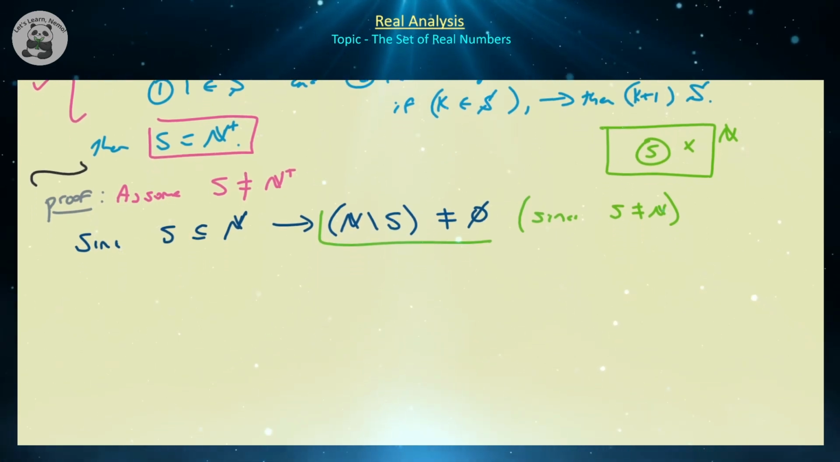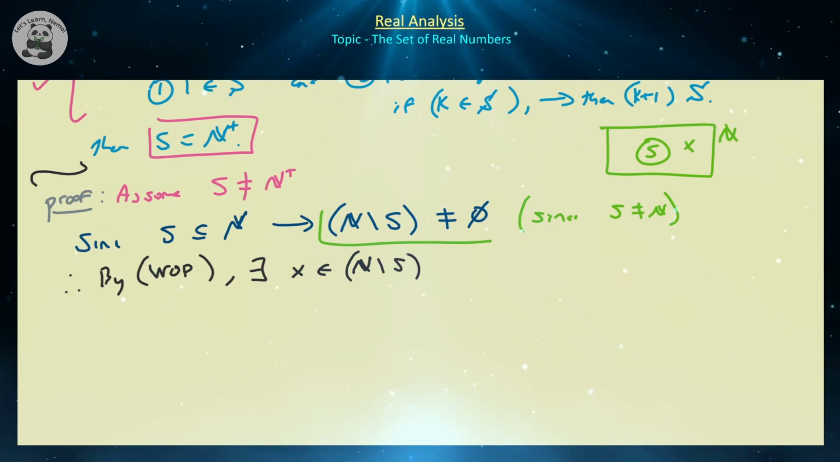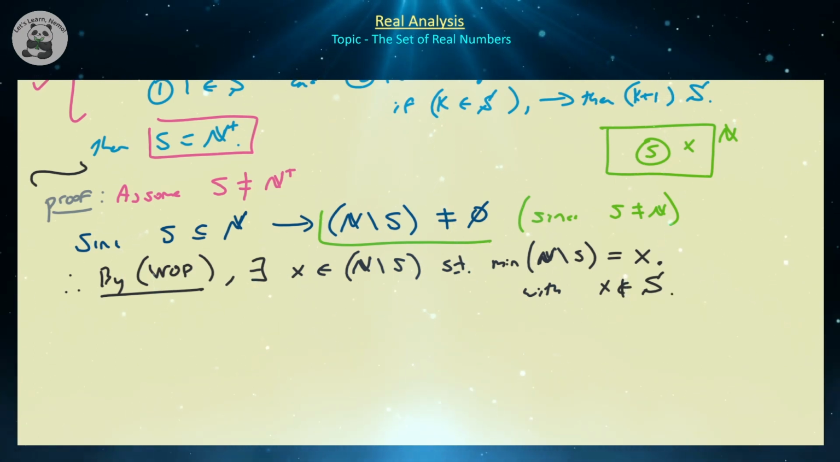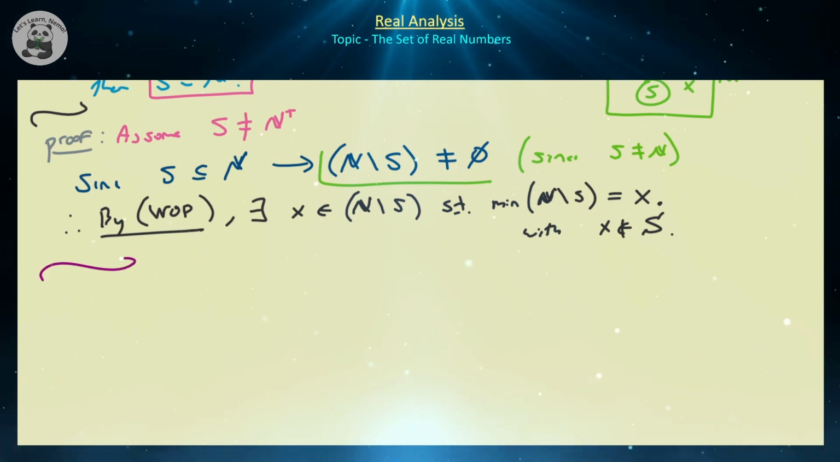So if that is the case, by the well-ordering principle, the set of natural numbers take away S has a minimum element. So let's assume that this set, N minus S, has a minimum, and x is that minimum, right? The well-ordering principle says that the set has a minimum, and let's give it the name x, right? And also, it's important to note that this is not an element of S, right? So let's see if we can build our contradiction from this.